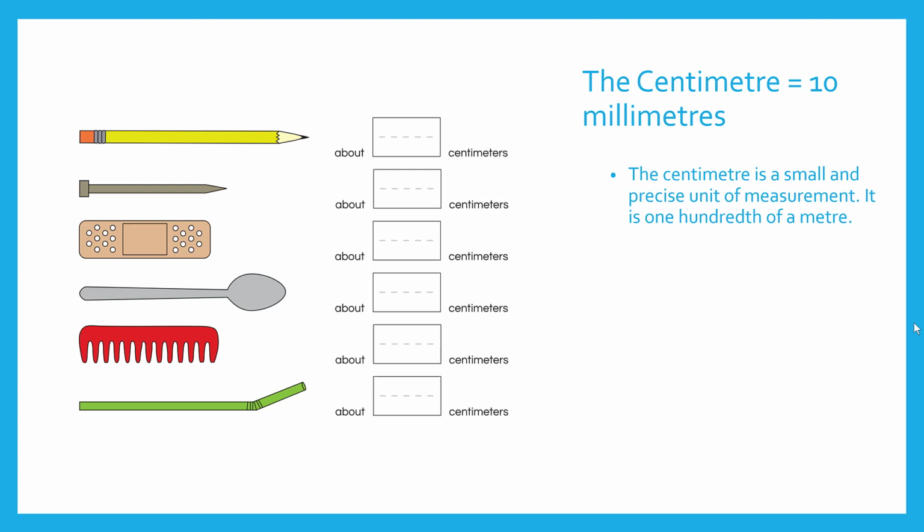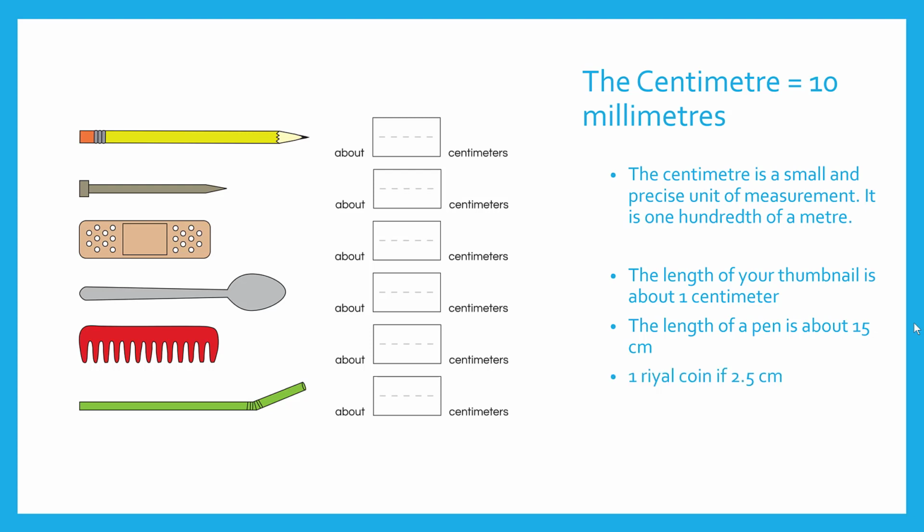The centimeter is a small and fairly precise unit of measurement. It is 1/100th of a meter. So basically 100 centimeters equals 1 meter. The length of your thumbnail is about a centimeter. Okay. The length of a pen is about 15 centimeters, and a 1 real coin is 2.5 centimeters.